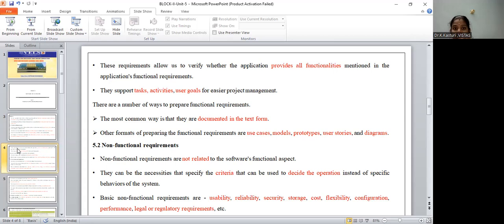That is, non-functional requirements specify the criteria that can be used to decide the operation instead of specific behavior of the system. What are some examples of non-functional requirements? Basic non-functional requirements: usability, reliability, security, storage, cost, flexibility, configuration, performance, legal or regulatory requirements, etc. These come under non-functional.